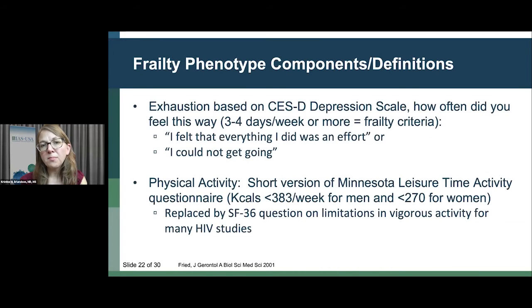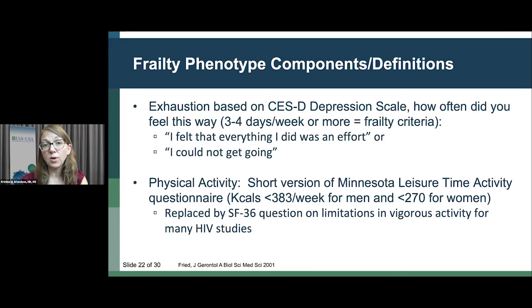The exhaustion component of this originally was measured using the CESD depression scale, and someone answers how often they felt that everything they did was an effort or they could not get going. You can see this certainly has a lot of overlap with depressive symptoms, which is one criticism of the frailty phenotype. And this is often used as this exact measure, but some studies do change their component of fatigue or exhaustion.